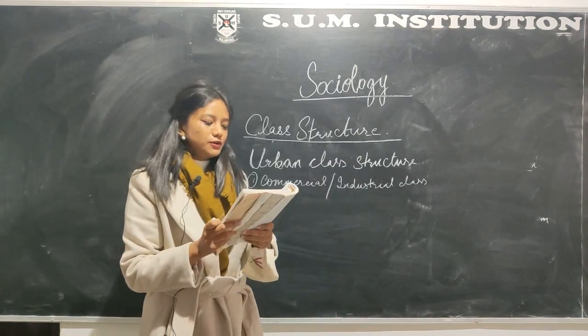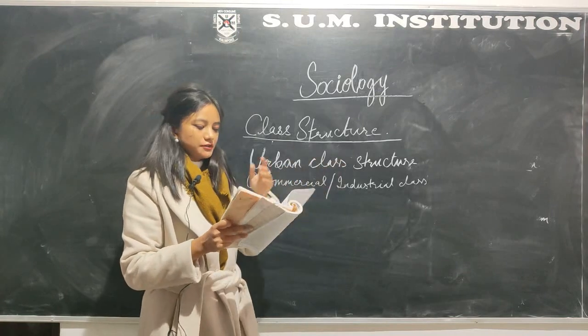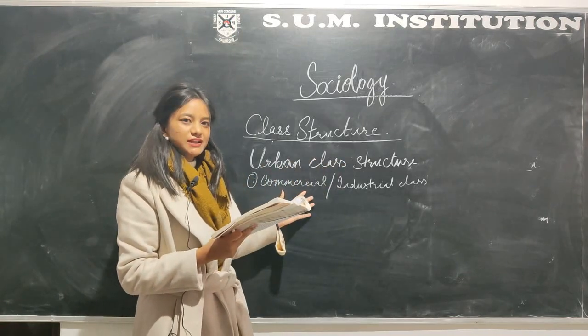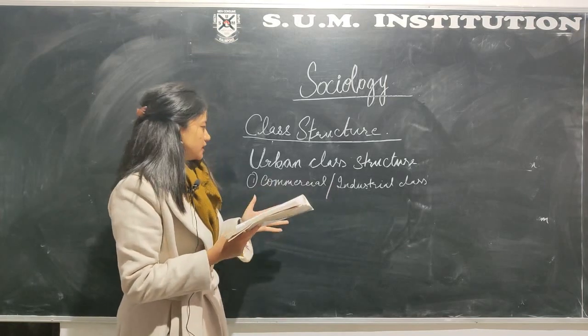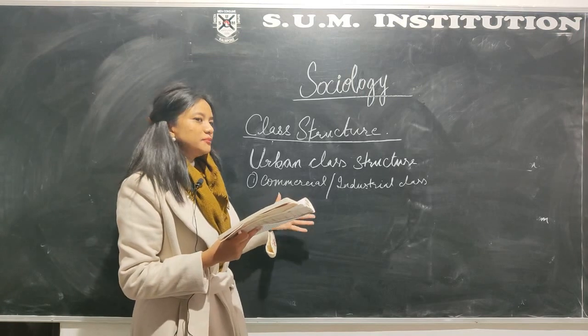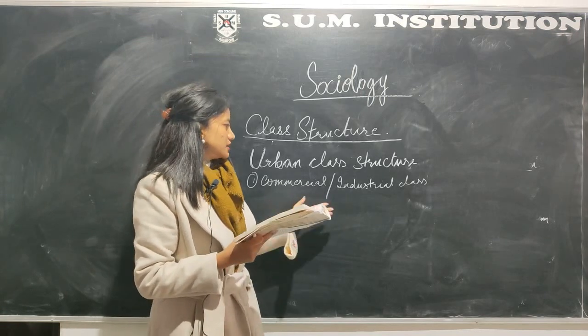So now we move on to the urban class structure. Urban means towns and cities. So the first class is the commercial and industrial class. So what do we understand by the commercial and industrial class? It means the persons who set up big businesses and industries are known as the commercial and industrialist class.